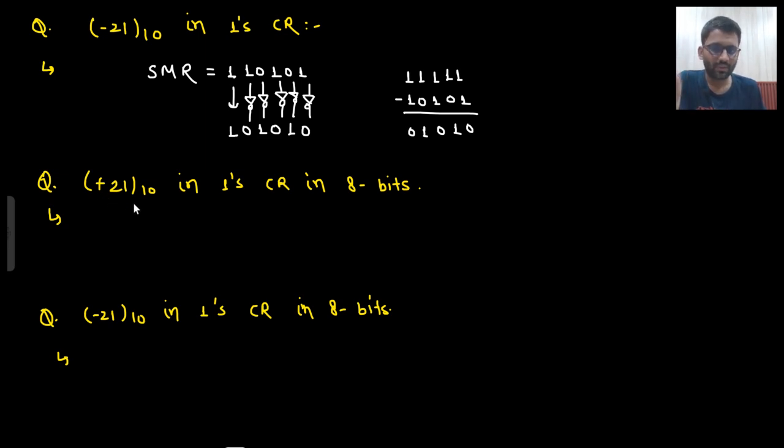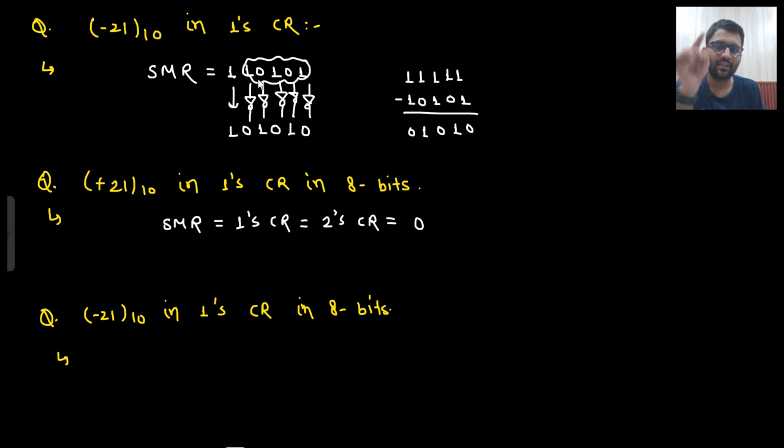Now represent plus 21 in ones complement, but in 8 bits. How will you do it? The number is positive, so the sign magnitude representation will be equal to the ones complement representation, which will be equal to the 2's complement representation. The first bit will be the sign bit. All the rest of the bits will be used to write down 21. So 5 bits will be used to write 21, which is 1, 0, 1, 0, 1. So 3 bits will be 0: 0, 0, 0, 1, 0, 1, 0, 1.